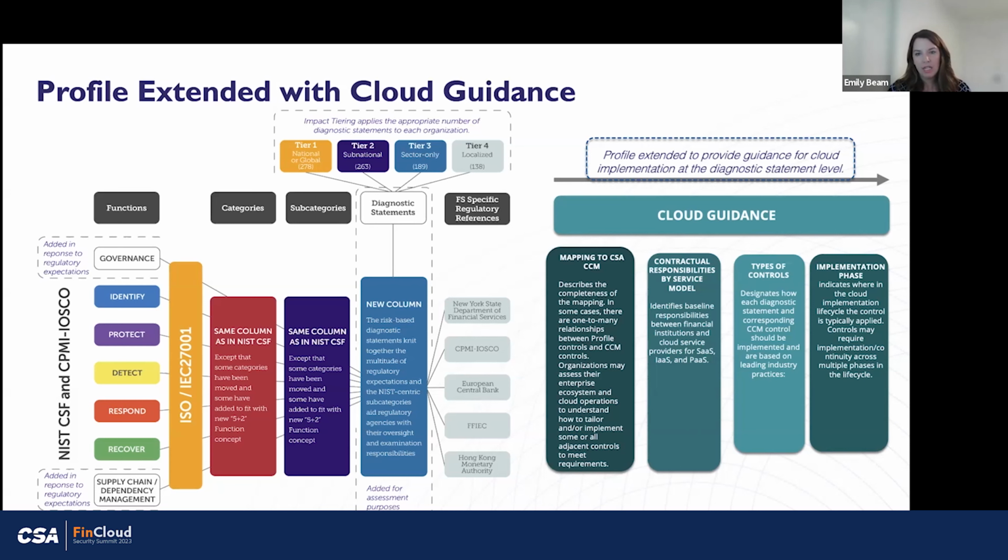We also then extended it further to look at contractual responsibilities by service model to provide some level of understanding of baseline responsibilities between the firm and the cloud service provider, depending on if it's a SaaS, infrastructure, or platform as a service implementation. We also looked at the different types of controls at the diagnostic statement level, as well as the implementation phase. And the ultimate idea here is that as a financial institution is moving into the cloud, they can have really a roadmap for success and communicating with the cloud service provider.